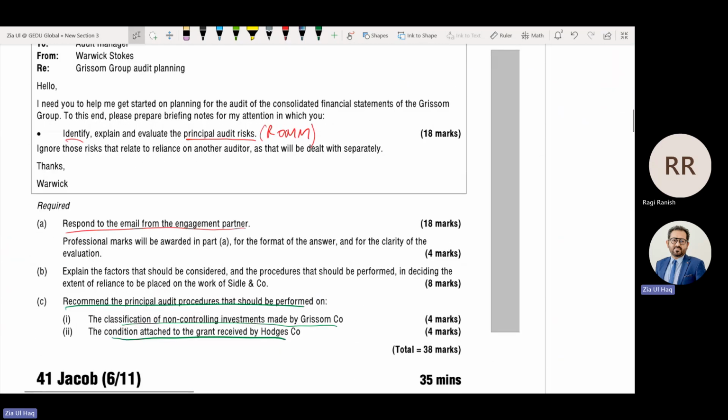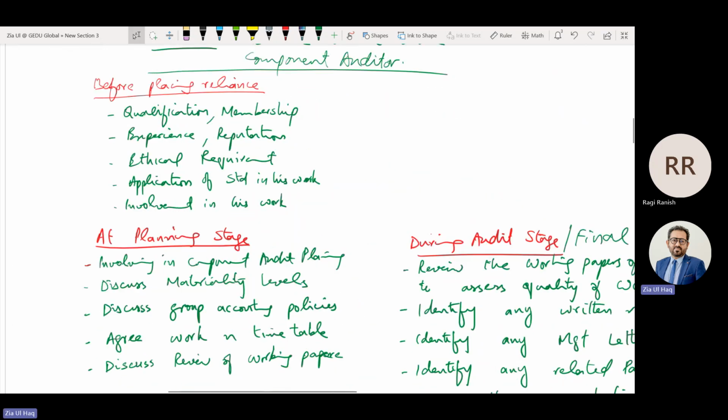Part B of the question: explain the factors that should be considered and procedures that should be performed in deciding the extent of reliance to be placed on the work of Siddle and Company. While placing reliance on the work of Siddle and Company, the component auditor, what factors will you consider and what procedures will you perform? For how many marks? 8 marks. What should be the answer?